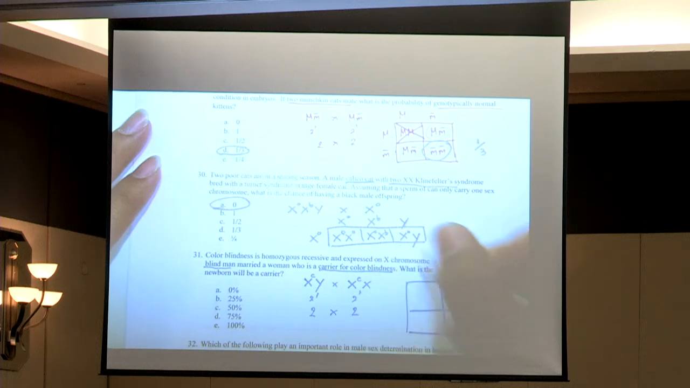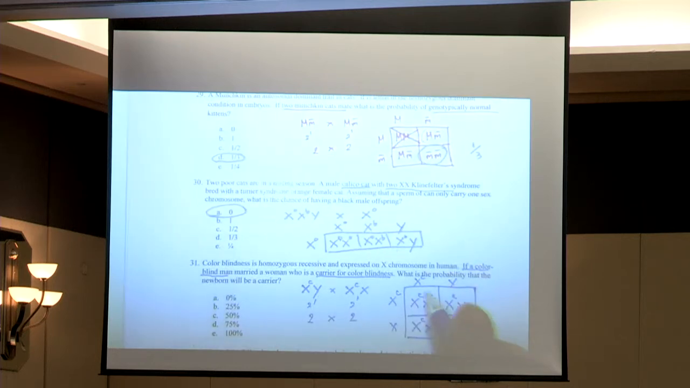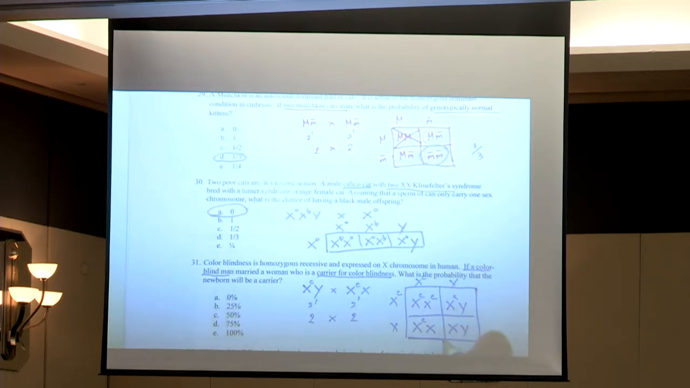So we can write this. The first one would be X and Y and XC and X. So we have this, and XCY, XCX, XY. So the question asks, what is the probability that the newborn will be a carrier? Is this one a carrier, right? This one is not a carrier, right? So this one is. What about this one? No, right? It's not affected. What about this one? So the answer to this is only 25%.